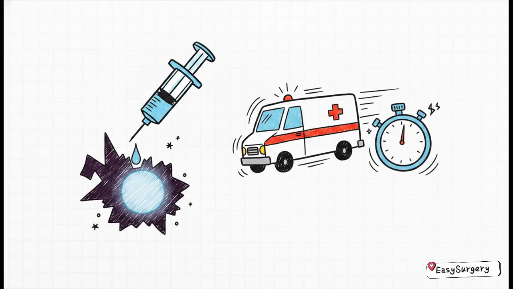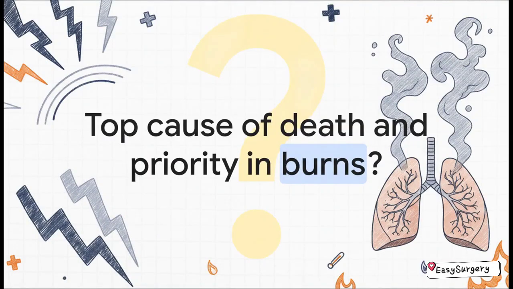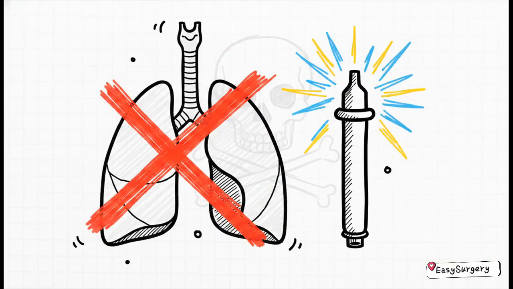When minutes matter, that safety profile is a total game changer. Let's finish up by combining two high-stakes scenarios. What is the most common cause of early death in inhalation injury? And what is your top priority in an electrical burn combined with an inhalation injury? The answer to both is fundamentally the same: airway obstruction and hypoxia. They are the top killers early on.